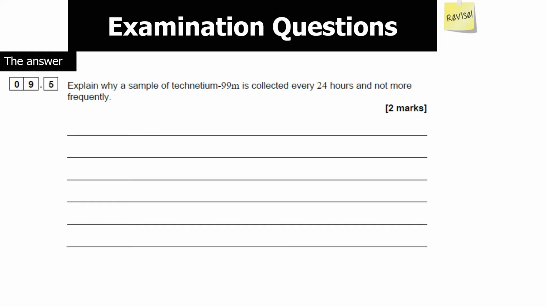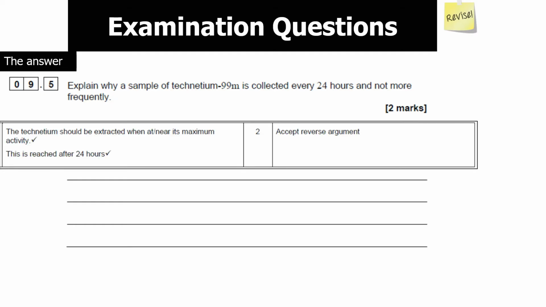Right, in these types of questions, again, it's got you to think about the real world implications of what you're doing in the physics practical. So the idea is that technetium should be extracted when it's near or at its maximum activity, because you get the greatest generation there collected. So as you can see, that is reached after 24 hours, which is why you should be doing it, because if you take it before then, you just won't get enough of it for it to be worthwhile.